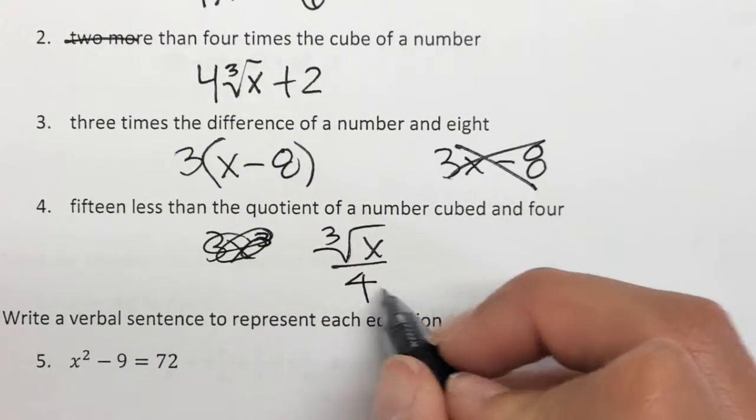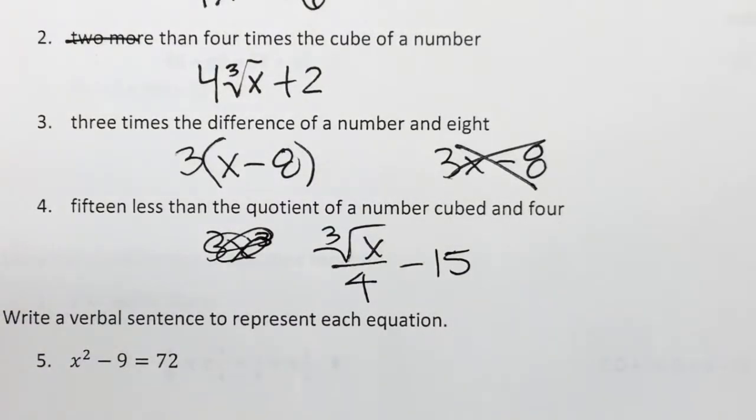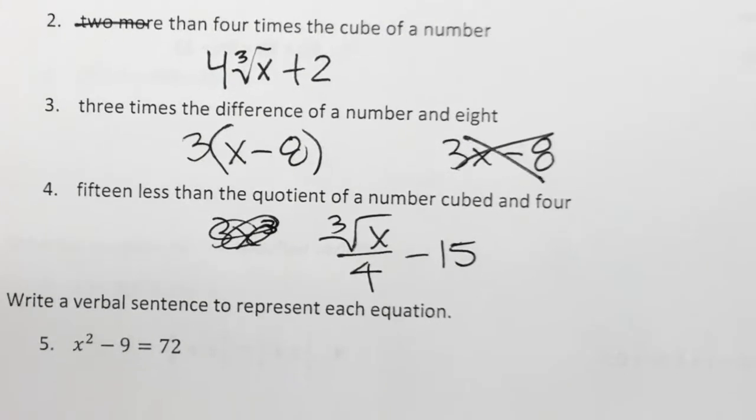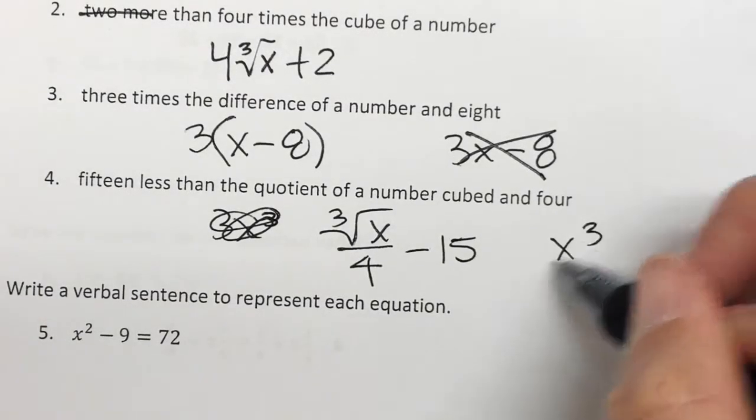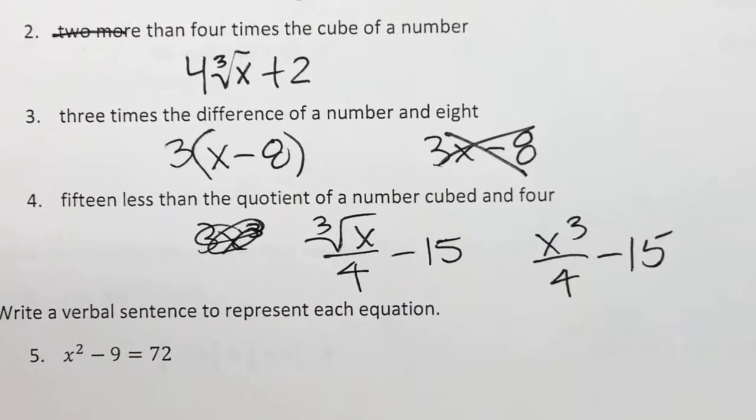Divided by 4. Okay, raise your hand if you got this. Okay. Who got something different? Alright, share what you got. What's different about yours? I put x to the third over 4 minus 15. Alright, now let's talk about which one's correct.